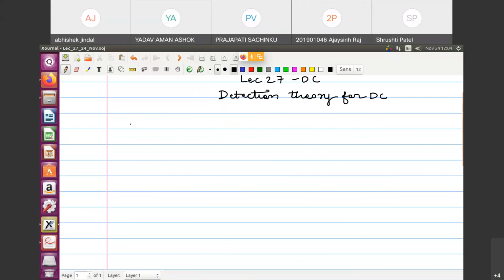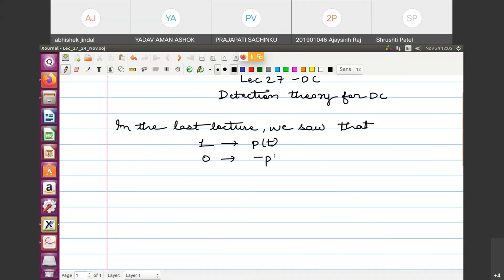In the last lecture we saw that 1 is encoded into a signal, let us say P of t, and 0 is encoded in the form minus P of t, where P of t has a duration of TB and the amplitude is A. This is P of t versus t. Here we are using TB because this is the bit interval, which suits well because we have only one bit to transmit, either 1 or 0.